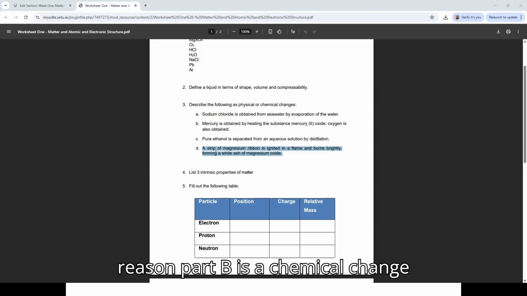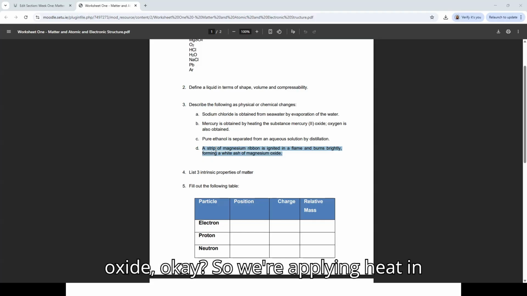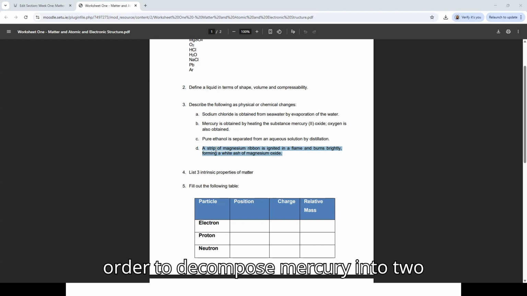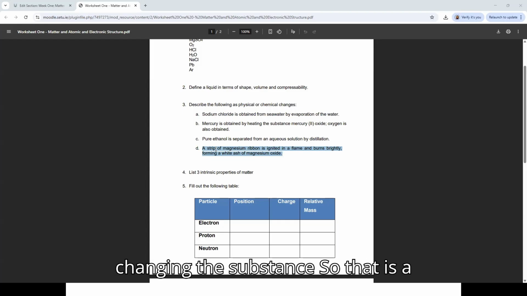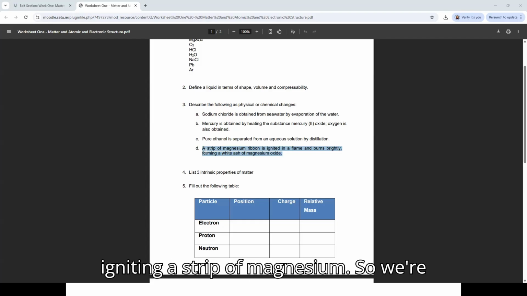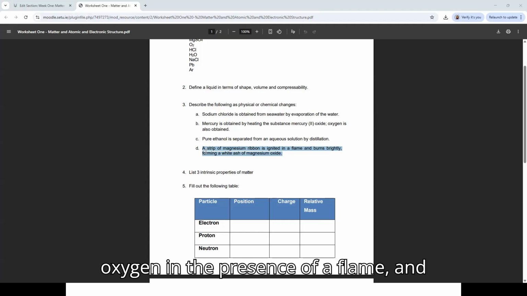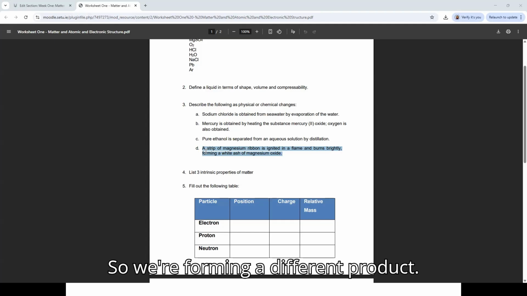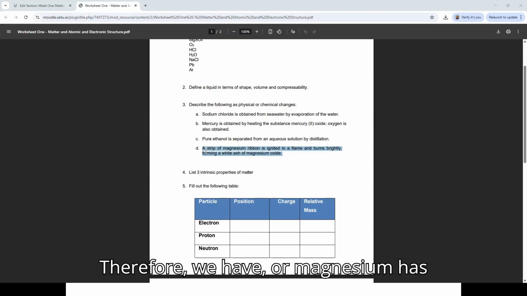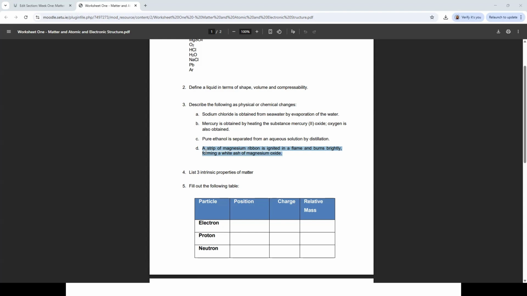The reason part B is a chemical change is because we're heating mercury oxide, okay? So we're applying heat in order to decompose mercury oxide into 2 different substances, your oxygen and your mercury element. This is changing the substance, so that is a chemical change. Part D then, in a very similar way, we're igniting a strip of magnesium. So we're deliberately reacting magnesium with oxygen in the presence of a flame, and we're forming magnesium oxide. So we're forming a different product, therefore magnesium has undergone a chemical change.